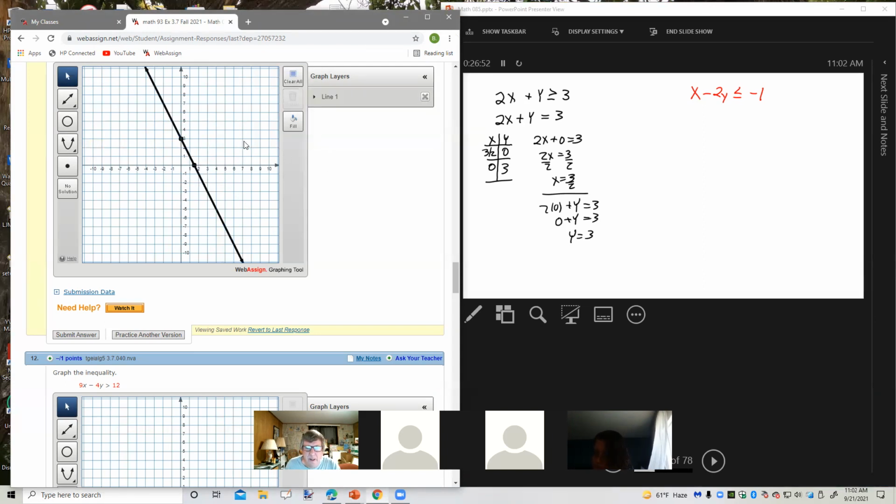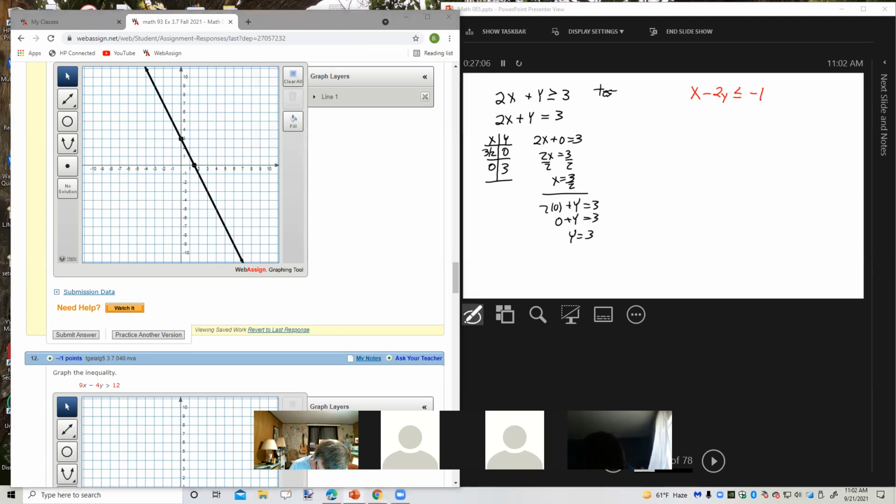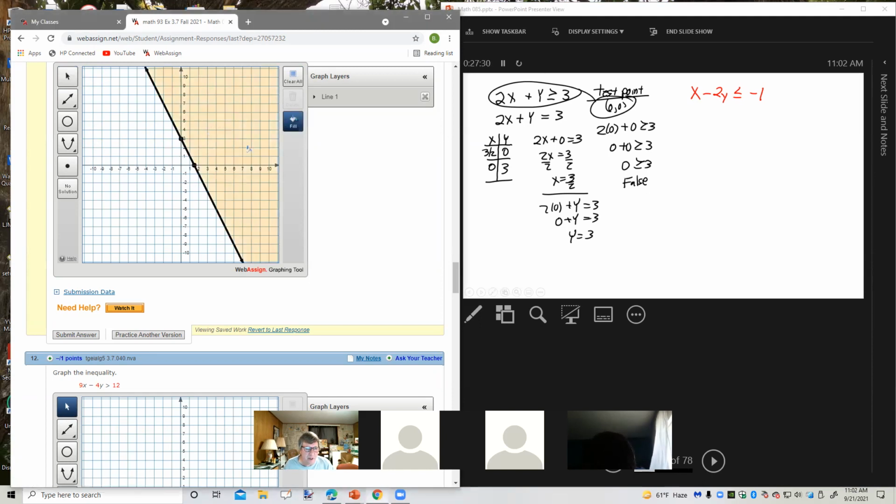Okay. Now, going back to the original, this should be solid because it includes equals. So I'm not going to make it dashed. Okay. And I'm going to choose a test point. And I'm going to use 0, 0. And I'm going to plug that test point into the original inequality. 2 times 0 plus 0 greater than or equal to 3. 0 plus 0 greater than or equal to 3. 0 greater than or equal to 3, that's false. So 0, 0 is not a solution, so it's going to be over here.